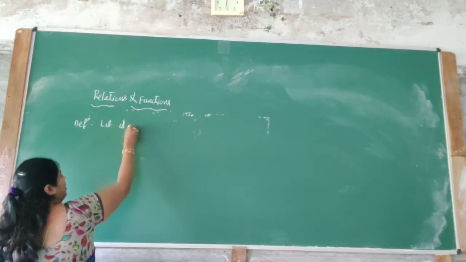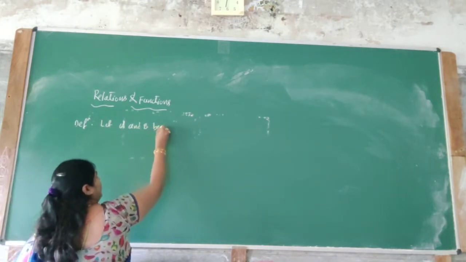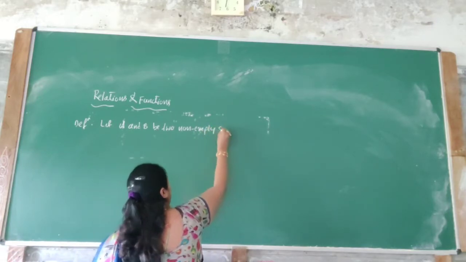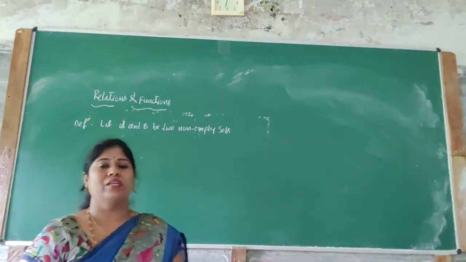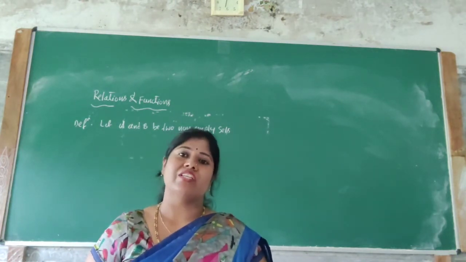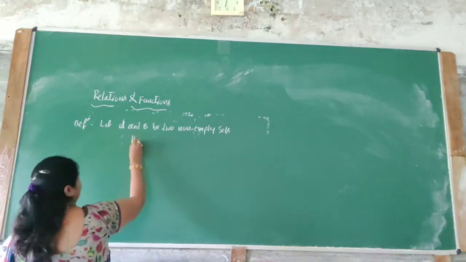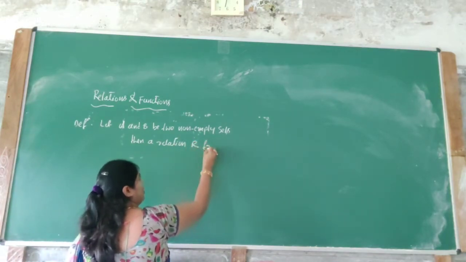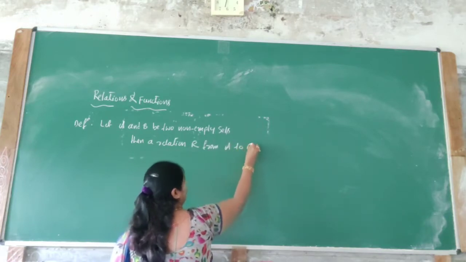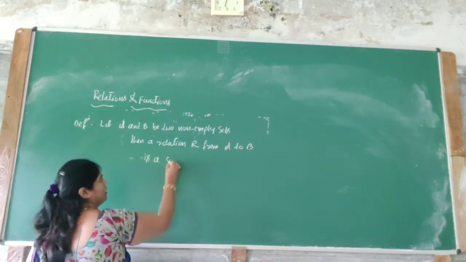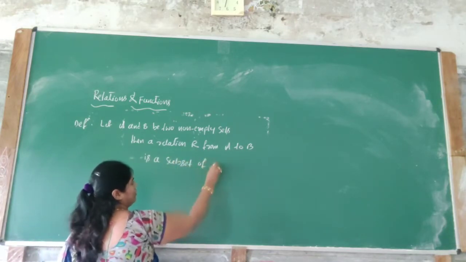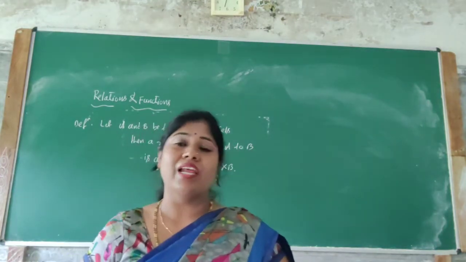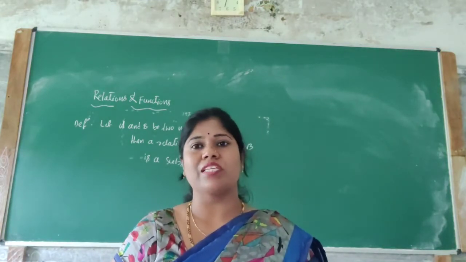Let A and B be two non-empty sets, then a relation R from A to B is a subset of A cross B.